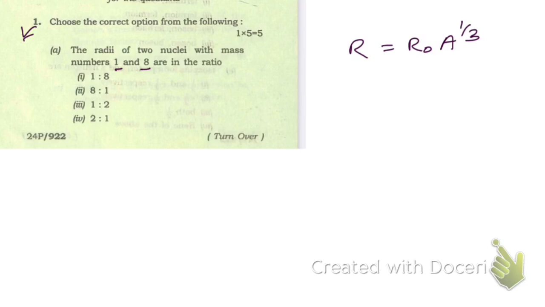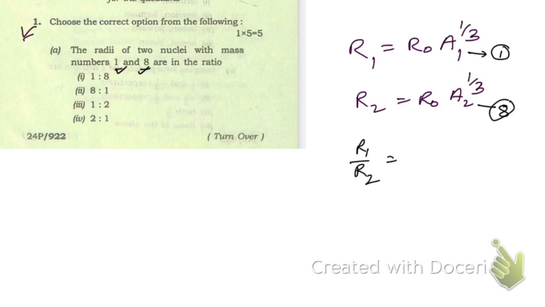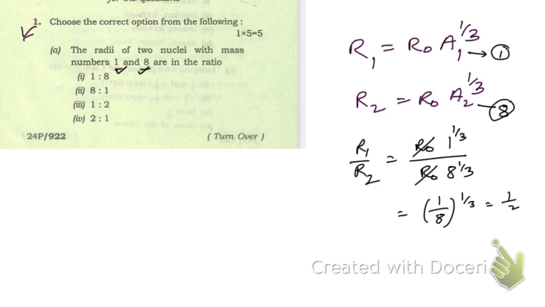So now you see, there are two radii, so R1 = R0 A1^(1/3), similarly R2 = R0 A2^(1/3). The mass numbers are given as 1 and 8, so let's put A1 = 1 and A2 = 8. Then R1 by R2 is equal to R0 times 1 to the power 1/3, and R0 times 8 to the power 1/3. R0 cancels, so we have (1/8) to the power 1/3, and that's going to be 1/2. So the required ratio is 1:2. The correct option is 1:2.